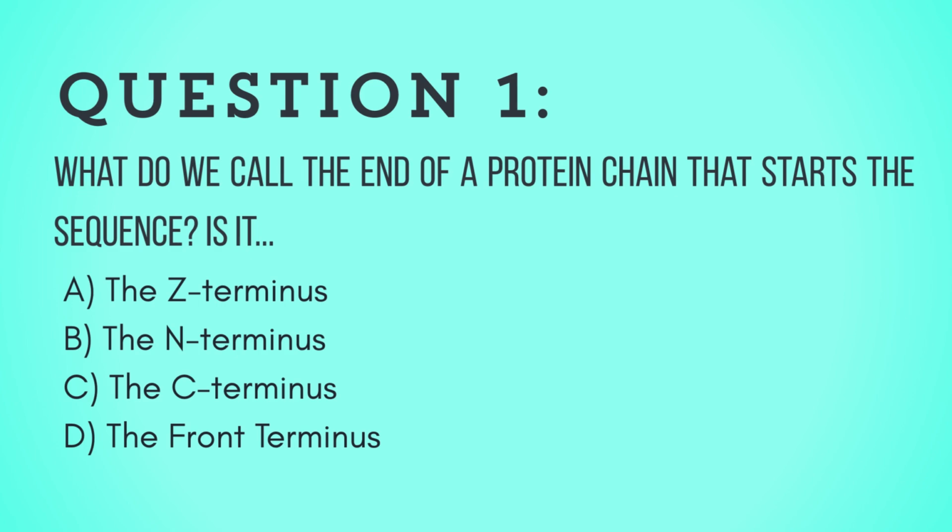Now, before we move on, let us test your knowledge. Make sure to pause the video and answer the question at your own time. Let's test what you just learned. First question: what do we call the end of a protein that starts the sequence? Is it A, the Z terminus, B, the N terminus, C, the C terminus, and D, the front terminus? If you said B, N terminus, well, good job, you got that right.